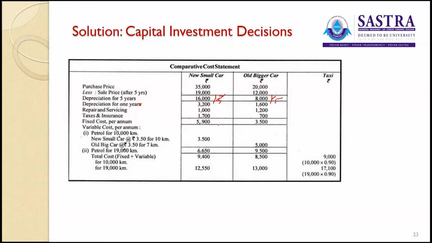Now for 19,000 kilometers we have to calculate. We are calculating it for 19,000. We'll get 6,650 and 9,500.